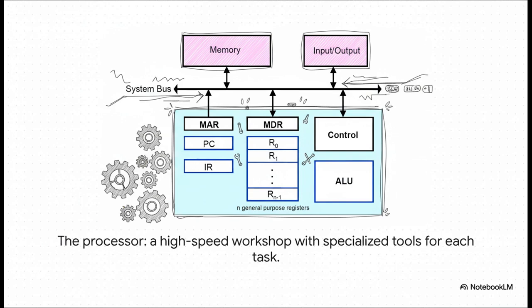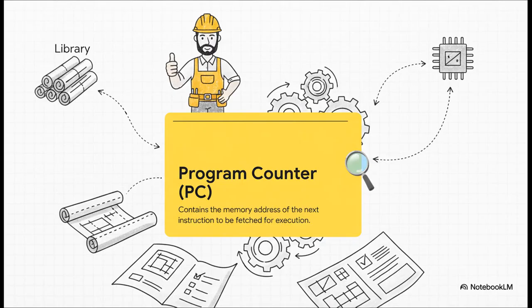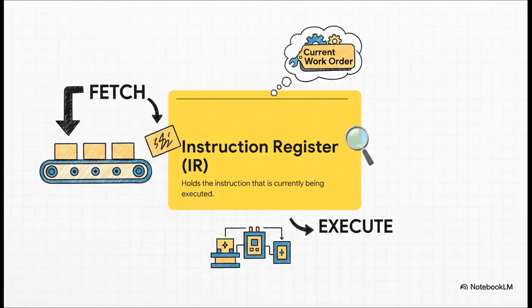So let's meet them. Okay, first up, we have the program counter, or PC for short. This guy is our workshop's foreman. His one and only job is to point to the next blueprint that needs to be grabbed from the library. He's always one step ahead, always knows what's next on the to-do list. All right, so once that instruction is fetched, it gets slapped down onto the instruction register, the IR. This is basically the main workbench. It holds the current work order, the one single task that the whole workshop is focused on at this very moment.